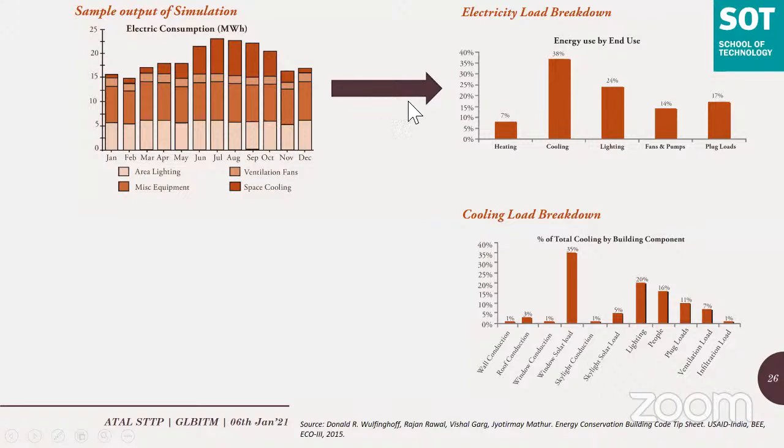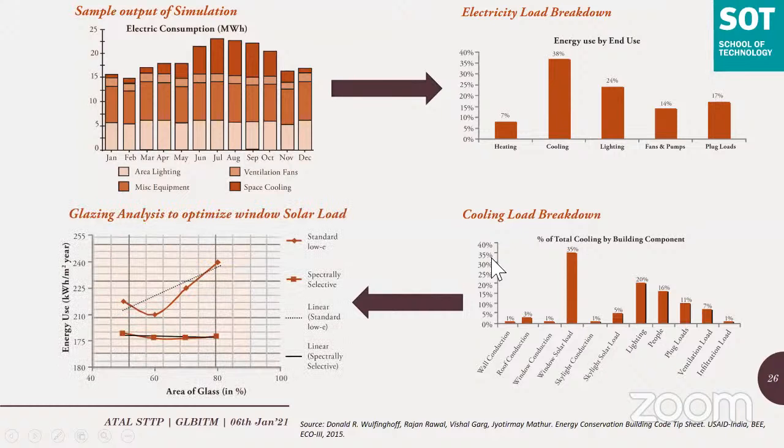From this particular example, it can be seen that of the total energy consumption, 38% of the annual aggregated energy consumption is for cooling. That means the air conditioners account for 38% of the consumption, for the cooling structure, right? Now, if we break down this cooling structure, we can see that the window solar load is contributing about 35% of this cooling load. So you can work upon different possible solutions.